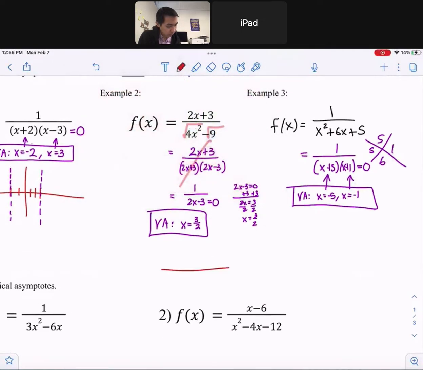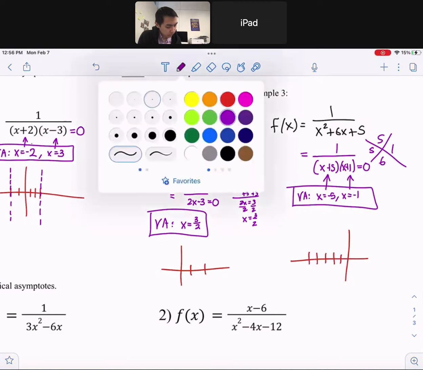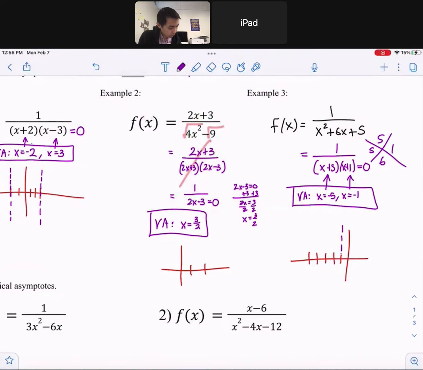If you're curious what this looks like on a graph, 1, 2, 3, 4, 5. This is what your vertical asymptotes would look like on a graph, at -1 and -5, and at 3 halves. 3 halves is 1.5.